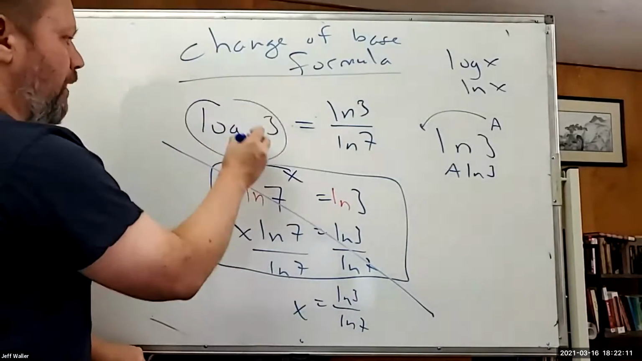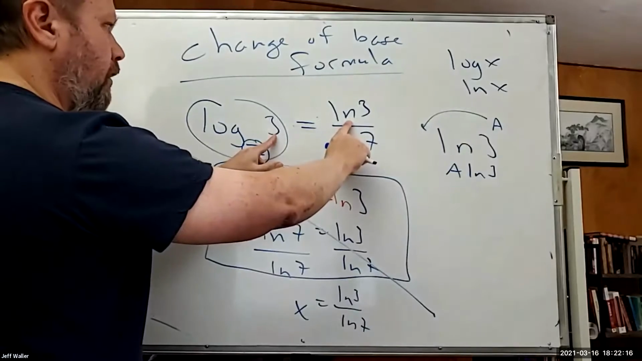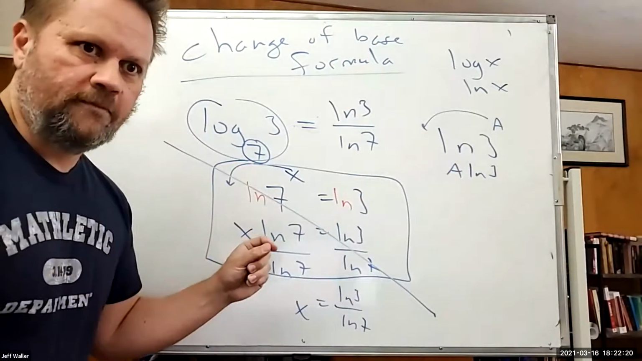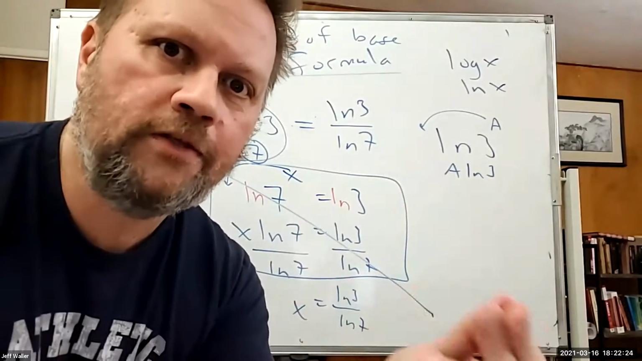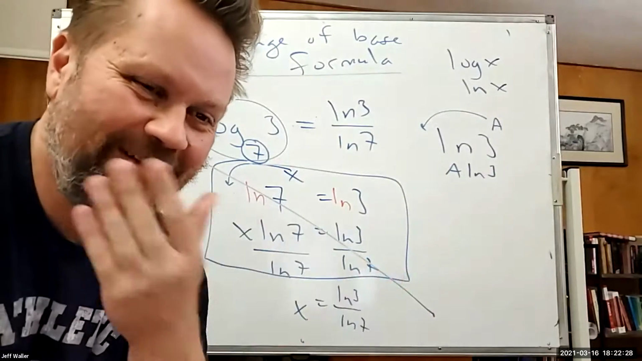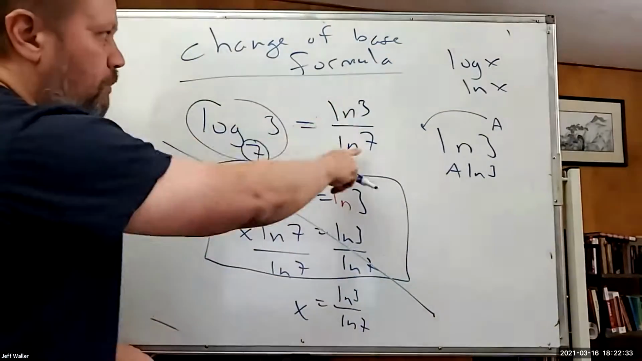So how can I always rewrite a log base anything? I can write it as natural log of the inside divided by natural log of the base. You got to love it. Base on the bottom, base on the bottom, right? You got to like that. Okay. You don't have to. You could put up with that. And this you could put in your calculator.